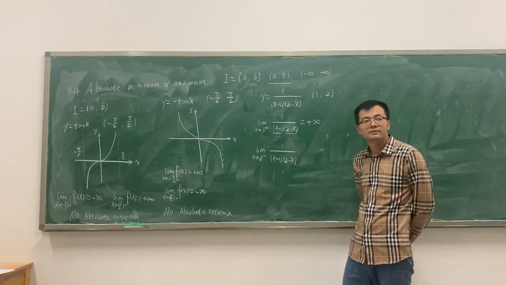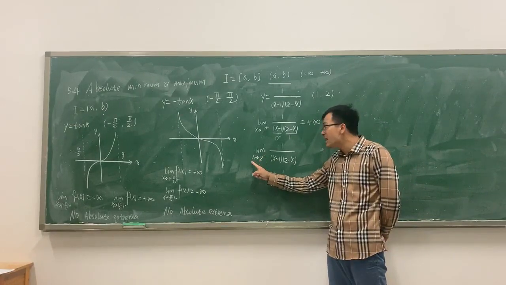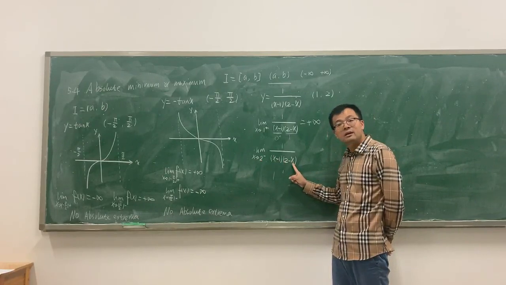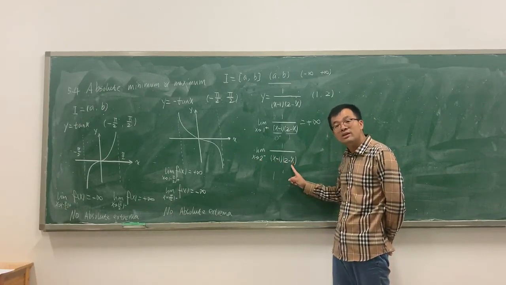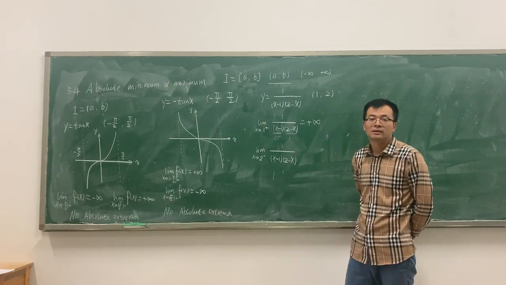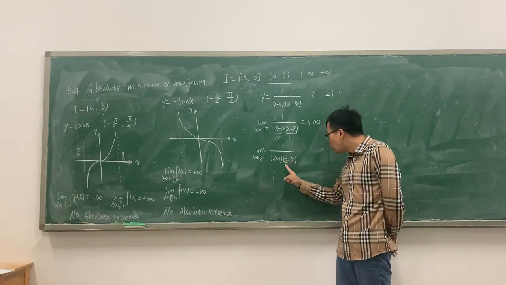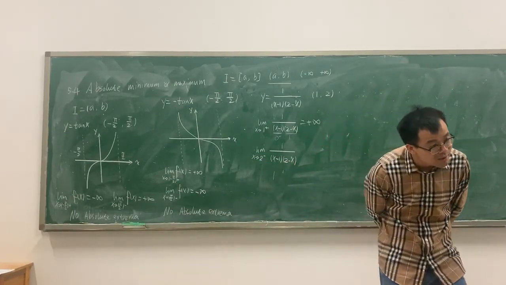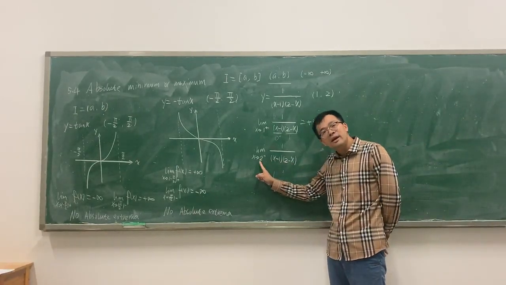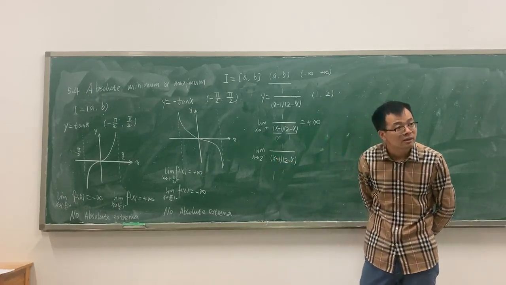X approaches 2 from left, means x is less than 2, yeah? So 2 minus x, less than 0 or greater than 0? X less than 2, 2 minus x, less than 0 or greater than 0? Here x is less than 2, so 2 minus x, of course, is greater than 0, yeah?